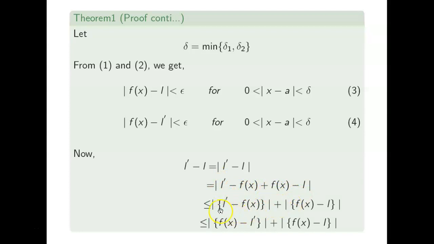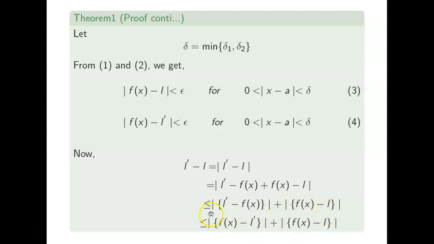Here we are applying the triangular inequality. If you remember the triangular inequality for absolute functions, we say that mod of a plus b is always less than or equal to mod a plus mod b. So, considering this value as a and this value as b, that means mod of L dash minus f(x) plus f(x) minus L, by the triangular inequality, is less than or equal to mod of L dash minus f(x) plus mod of f(x) minus L.